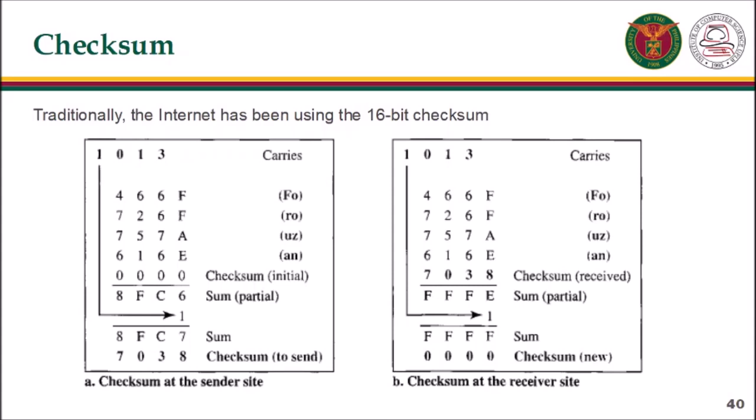At the receiver side, first, the message and the checksum are received. Then the message is divided into 16-bit words. Then all words are added using 1's complement addition. Then the sum is complemented and becomes the new checksum. If the value of the checksum is 0, the message is accepted. Otherwise, it is rejected.